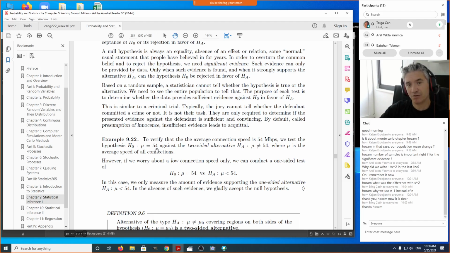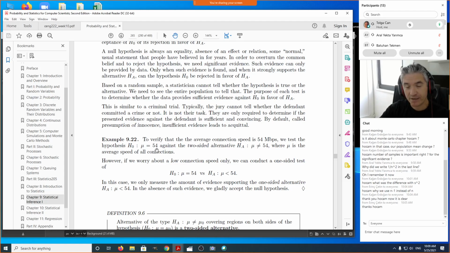If you want to say to the internet service provider, no, you're not providing a service with 54 megabits per second, we need significant evidence that it is indeed smaller than that. Okay, we are not interested. If we do a test and it turns out that we have 80 megabits per second, are you going to complain about this? No. If you want to complain about it, you need to have significant evidence that it is smaller than 54 megabits per second.